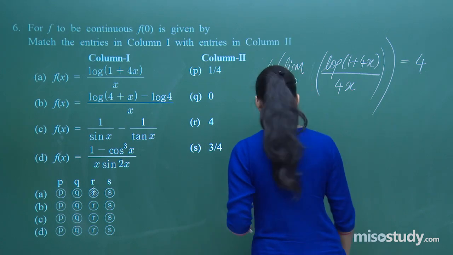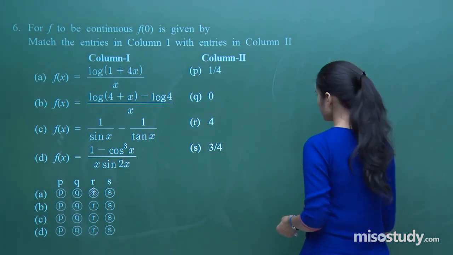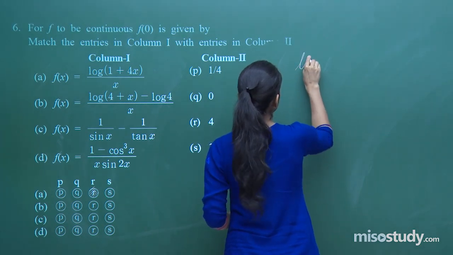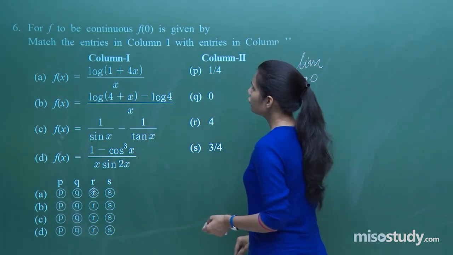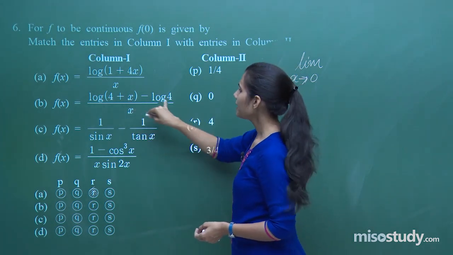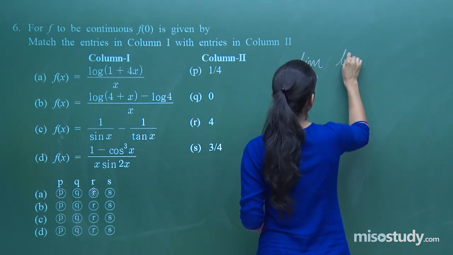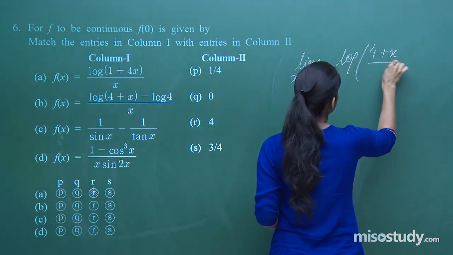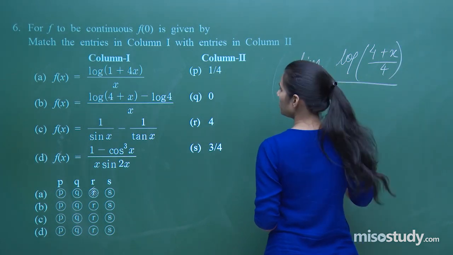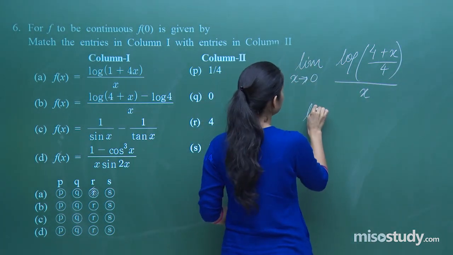Then next you have log of, let's see, limit x tends to 0, log of 4 plus x minus log 4. Log m minus log n is log of m by n. So it is log of 4 plus x by 4, whole upon x.